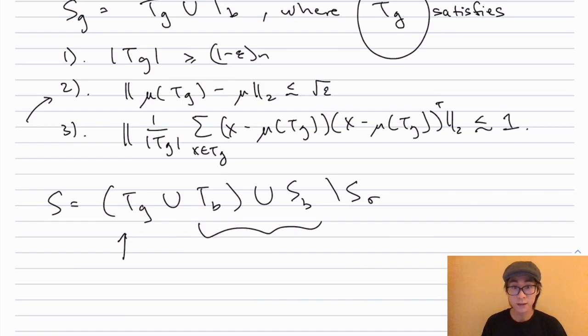So now in particular, if I can learn the empirical mean of T sub g, I can learn the true mean of S, and moreover, one way to certify if the empirical mean of my current set of points is a good estimate of the true mean of T sub good is just to take the empirical covariance and take its top eigenvalue.